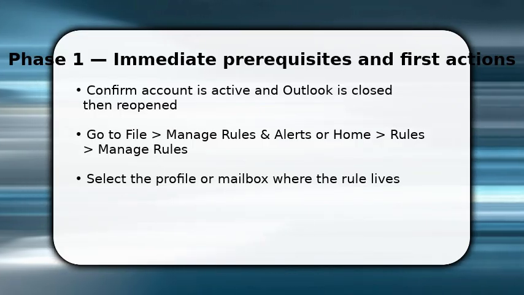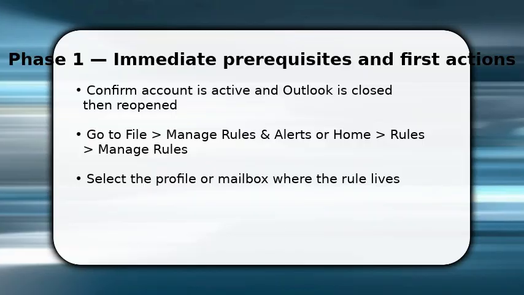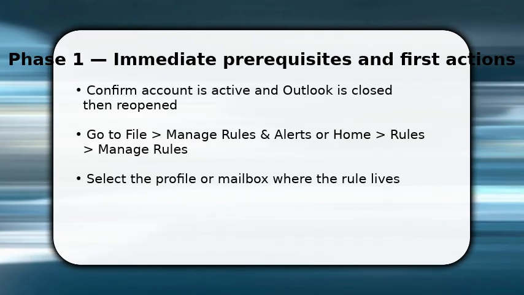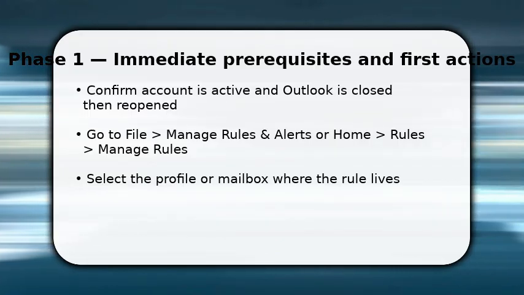Once Outlook is open, click File, then Manage Rules and Alerts, or use Home Rules, Manage Rules, depending on your layout. Make sure you pick the right profile or mailbox from the list because rules are mailbox-specific. Selecting the wrong one wastes time. Now that the correct rule list is visible, you're ready for the next step.